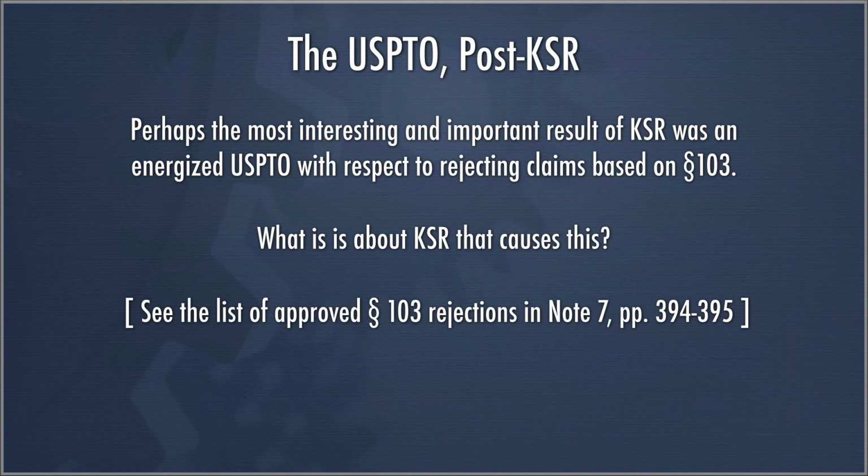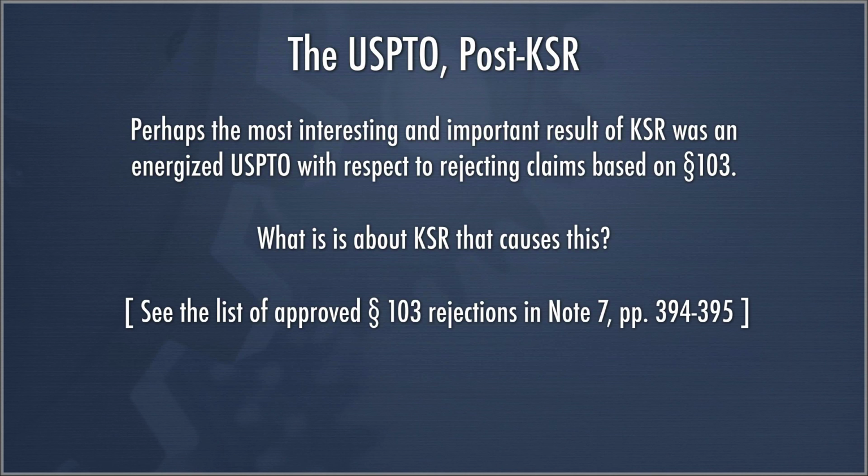And so KSR changes this, I think, because it doesn't require such a strict adherence to those rules of evidence, and allows the person having ordinary skill in the art to naturally be imbued with common sense, among other things. And the PTO has responded aggressively to KSR. It has really moved quickly and has come up with a series of approved 103 rejections that you can see on pages 394 and 95, which offers a pretty broad array of ways for examiners to reject patent claims under Section 103, and probably a much broader array than they had before.